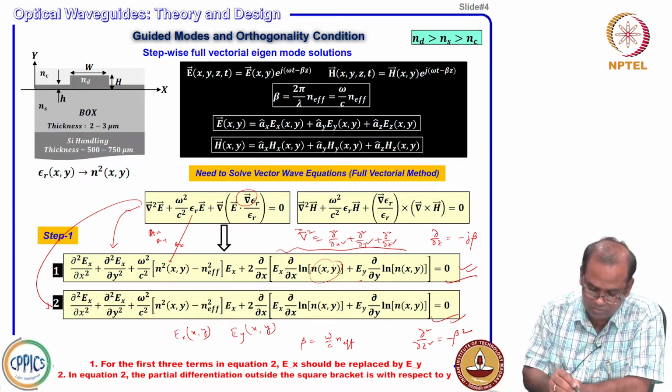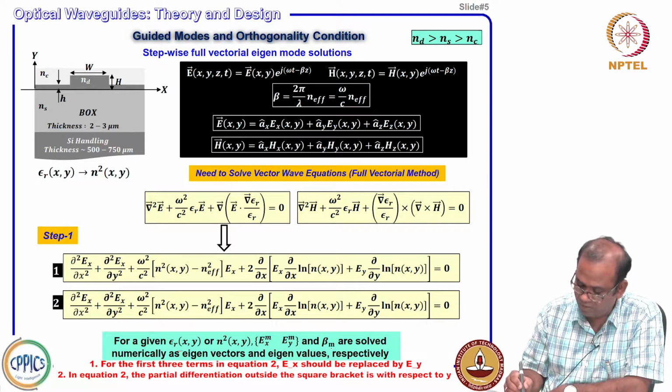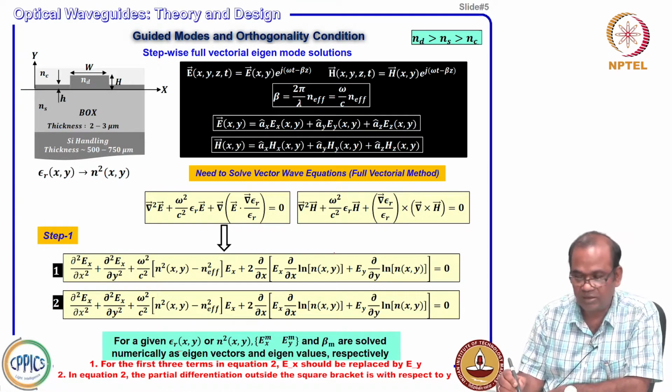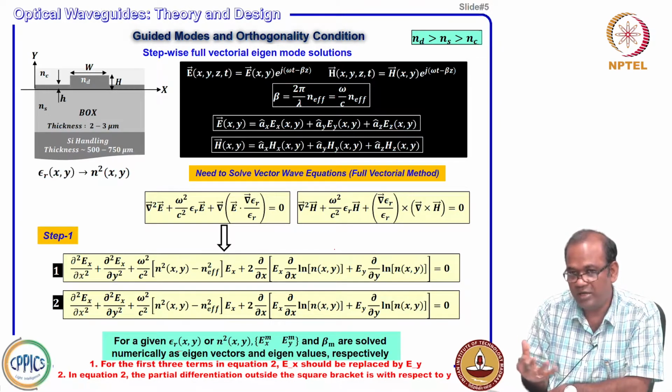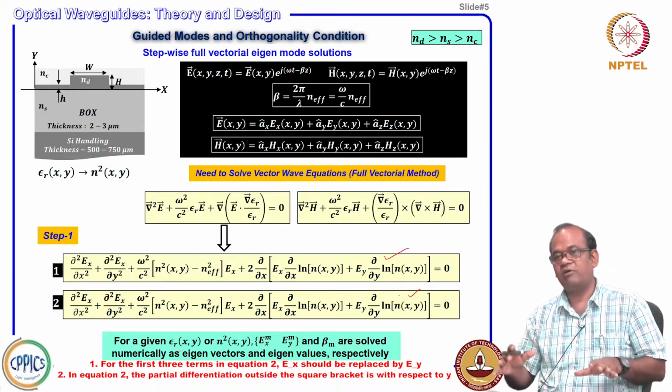So, we can use these 2 second order differential equations, x component and y component. Then what we can get, for a given epsilon r x y and or n square x y, is that we can solve for E x m, E y m and beta m. If you see, these equations are derived from Maxwell's equations, and Maxwell's equations we have used for the linear case. It is the Maxwell's equation in normal case, it is linear, right. So, you can linearize this equation, it is a second order differential equation.